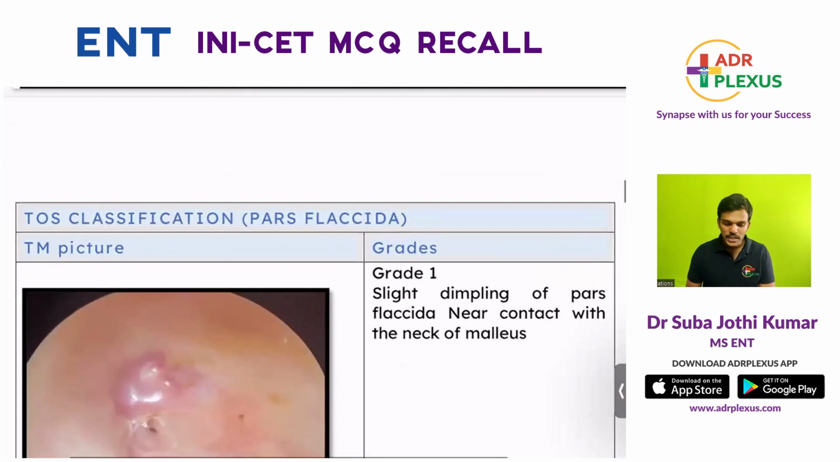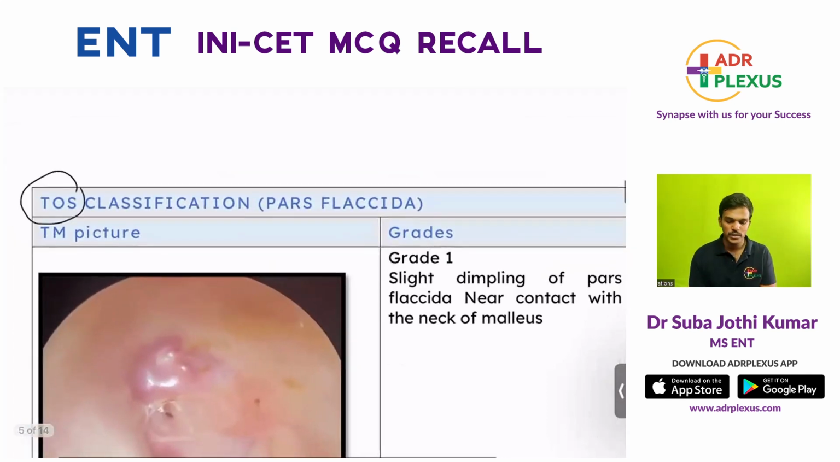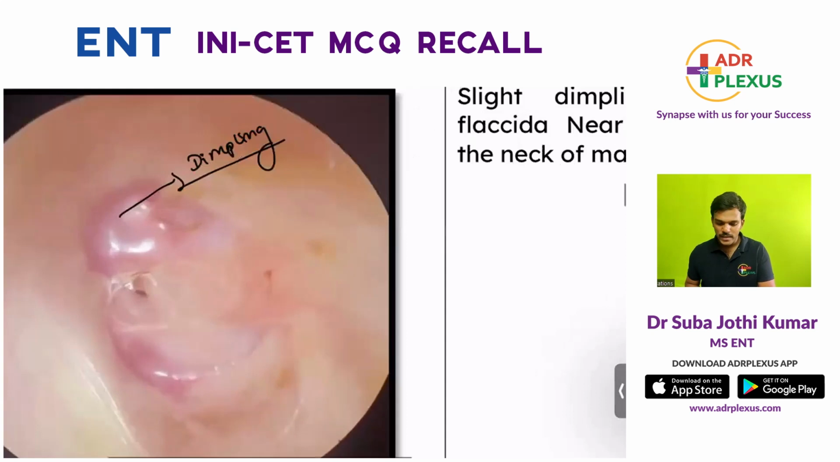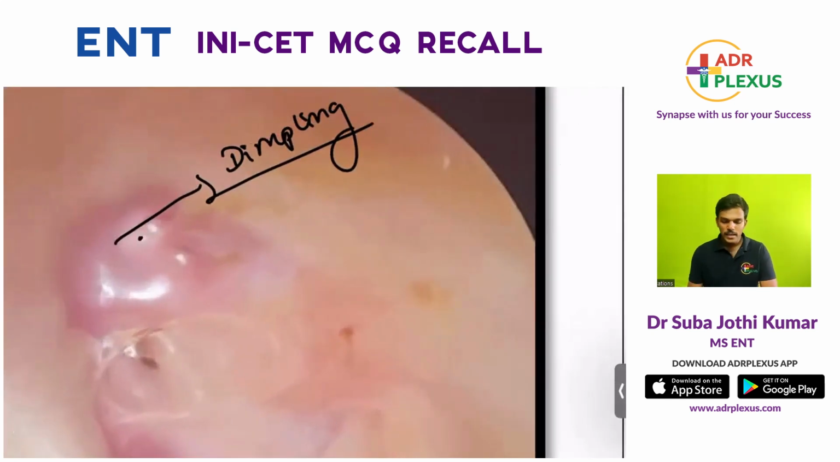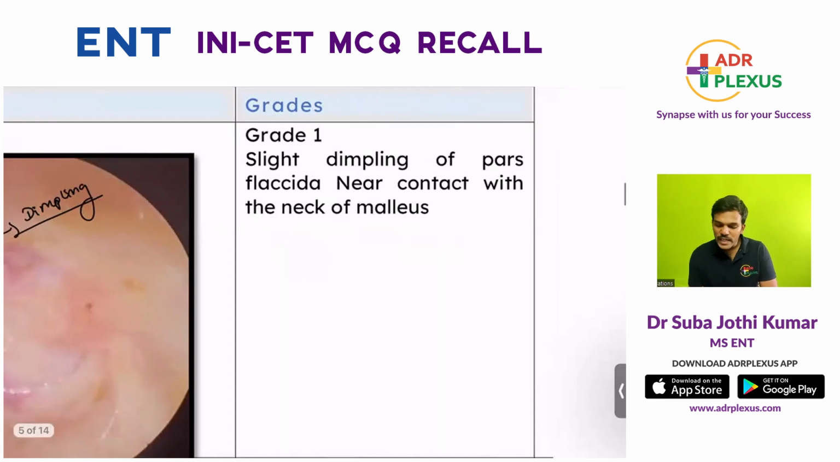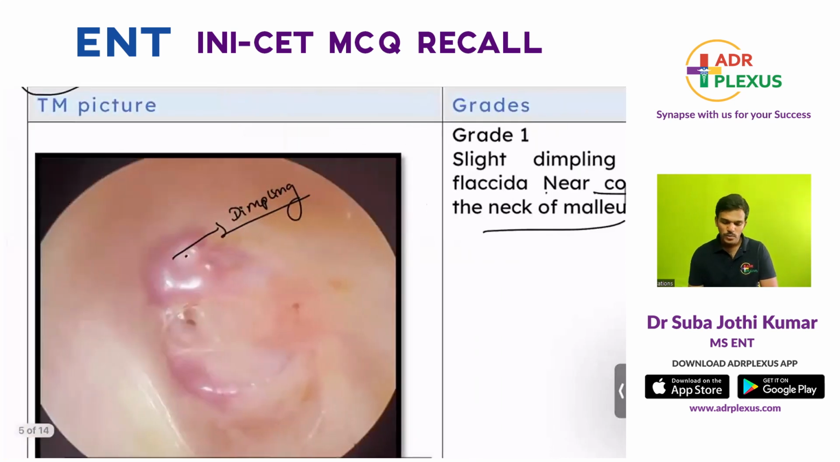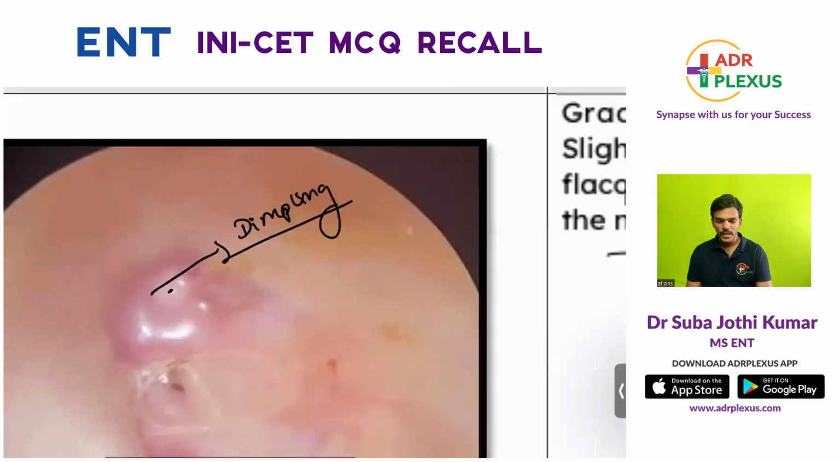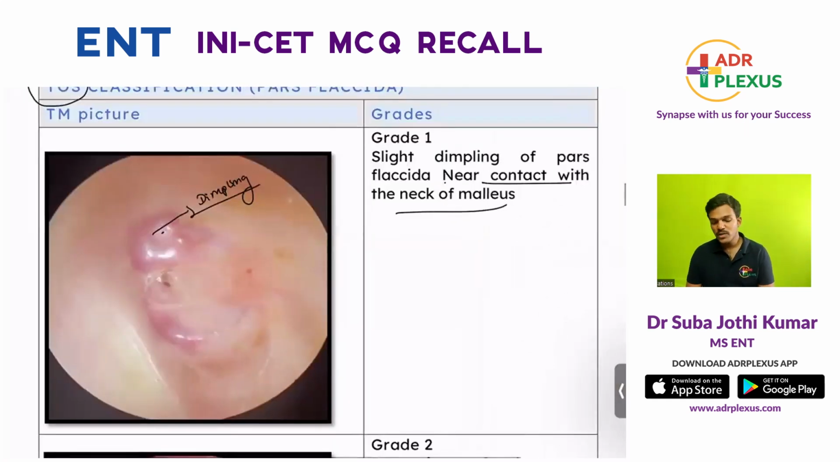The pars flaccida retraction is classified into 4 types by TOS. TOS classification. Okay. So grade 1 is a mild dimpling in the pars flaccida. You could see small contact with the neck of malleus. It's a very small contact. You can't appreciate this very easily, but there is a small dimple and a contact that is not so evident. Clear? This is grade 1 TOS pars flaccida retraction.